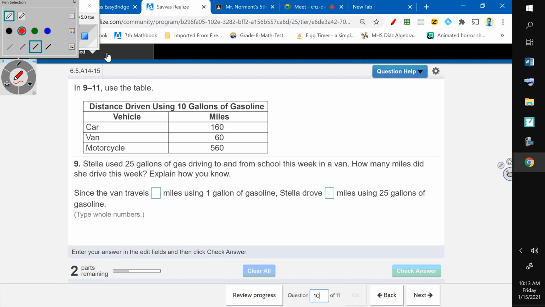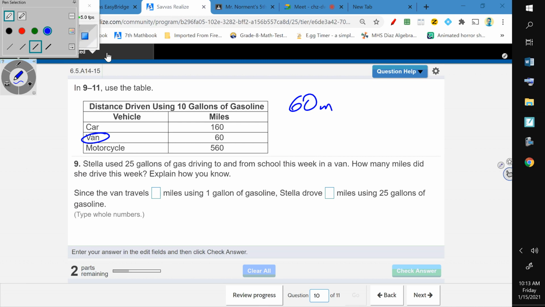Okay. Stella used 25 gallons of gas driving to and from school this week in a van. How many miles did she drive this week? So, this is a tricky question. I'm going to set up a rate first. The rate is going to be this. She's using a van, and every 60 miles she travels takes 10 gallons. And they want to know if she used 25 gallons, how many miles would that be?